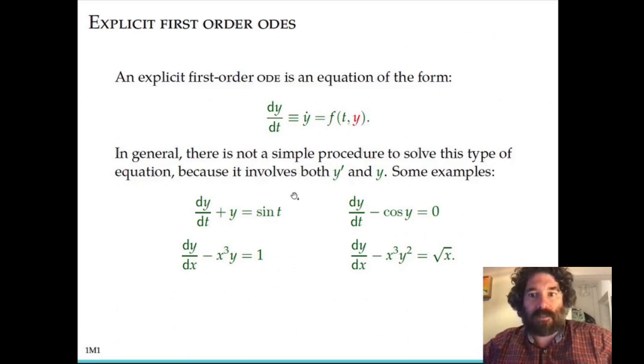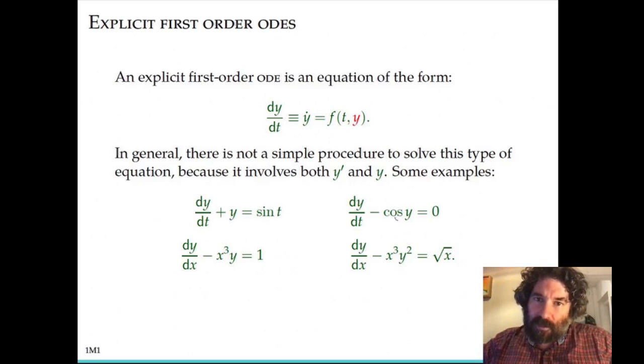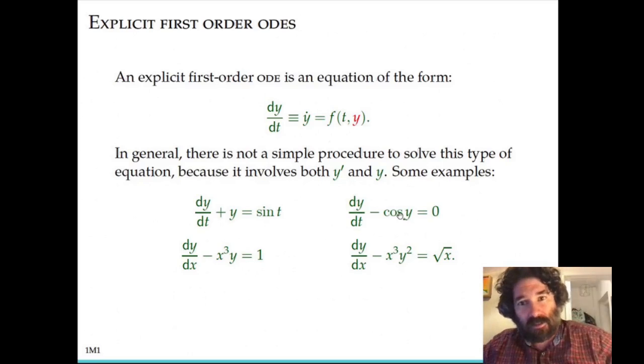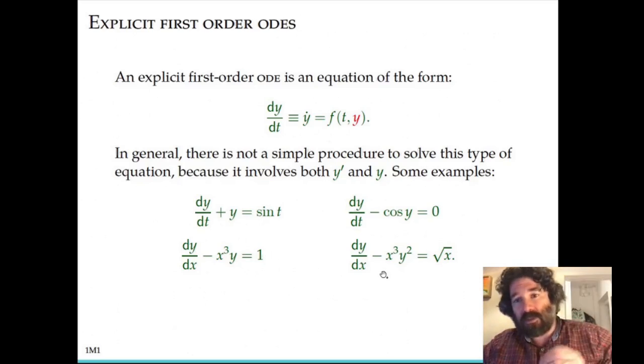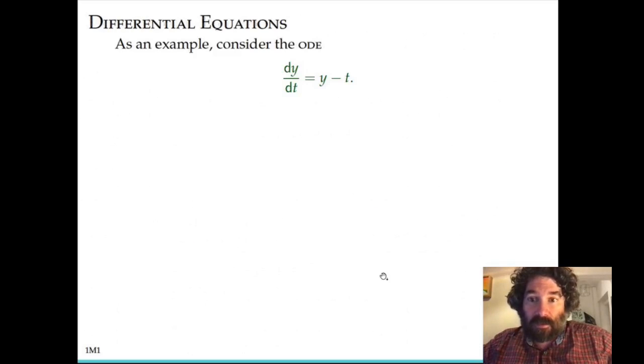So we have some examples of these explicit first-order ODEs. Some of them are linear, some of them are nonlinear, but they're all first-order. So this first one here is a linear equation. The left-hand side depends linearly on y and the derivative of y. And we could write it in this explicit form if we subtracted y to the other side of the equation. The second one here is nonlinear, but again, can be put in this form by adding cosine of y to the other side of the equation. This one is also linear, and you can solve for dy/dx. And this one is nonlinear, and you can solve for dy/dx. So again, an explicit ODE.